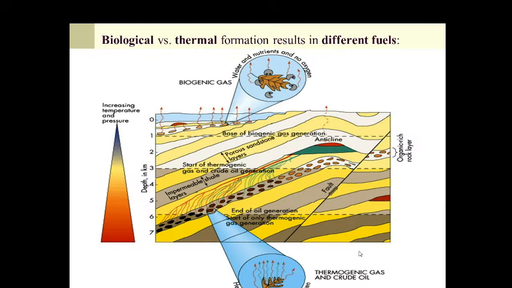What you get, oil versus natural gas, depends on how it is formed. To get biogenic natural gas, you need water, nutrients, and no oxygen. But to get thermogenic gas and crude oil, you need heat, water, and no oxygen.